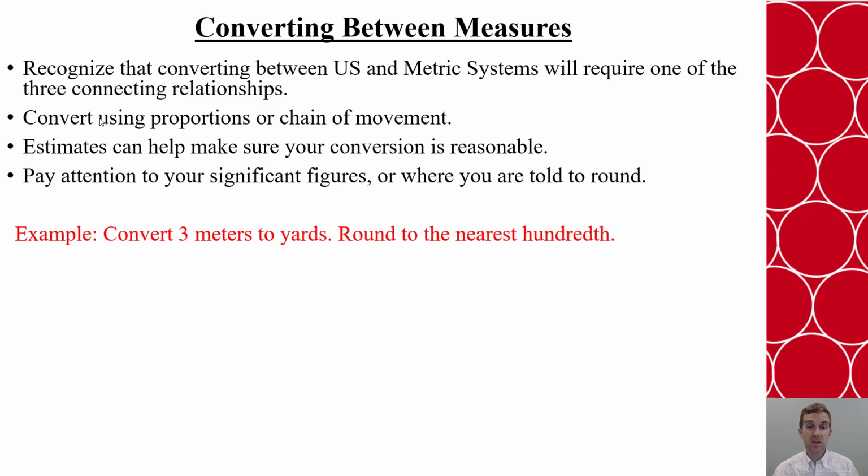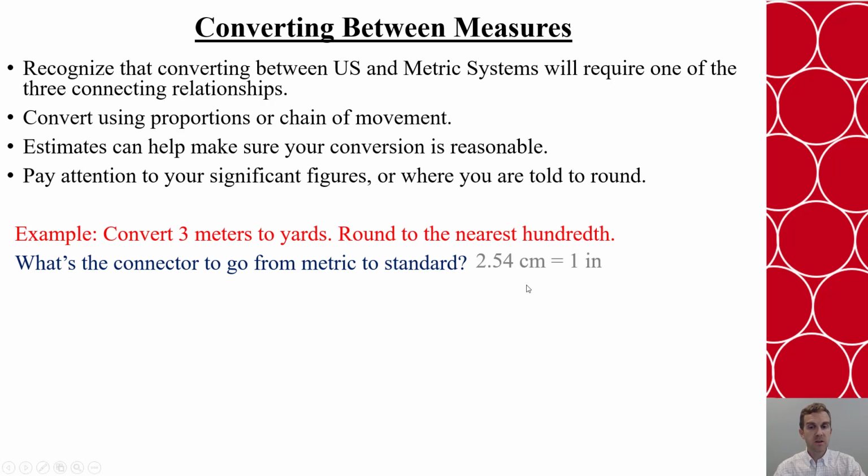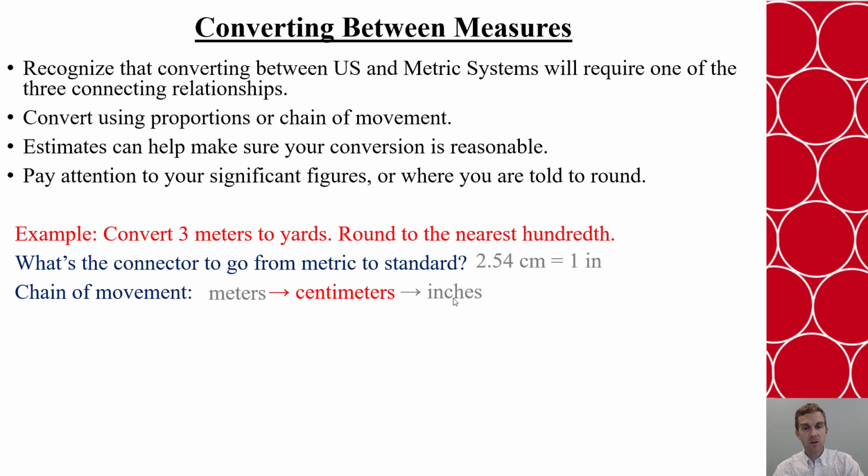So let's look at the idea of converting 3 meters to yards where we're rounding to the hundredth at the end. So first, I don't have a direct relationship between meters to yards. So I have to ask myself, well, how can I connect that metric measurement to the standard measurement? And what I know is if I look back is that there's 2.54 centimeters in 1 inch. So if I think through a chain of movement starting with meters, meters can convert to centimeters. Centimeters now can convert to inches. And depending on how you want to go, inches can go directly to yards.